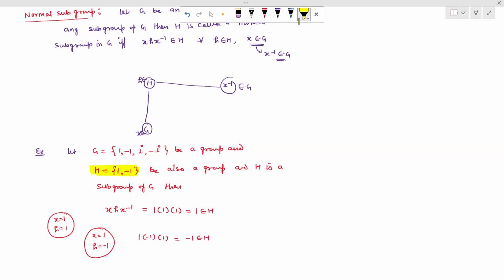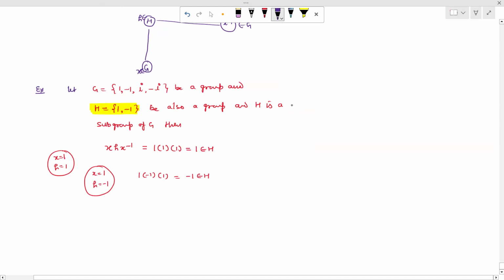Now we take all elements. We consider other elements also, because we need to check whether this is possible for other elements or not. So now we consider x equal to iota and h equal to -1. What is the inverse of iota? The inverse of iota is -iota. So iota square equals -1. So minus minus plus or minus, this gives us -1. -1 also belongs to H.